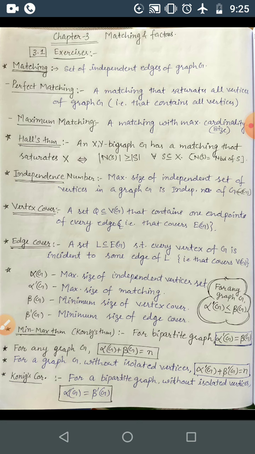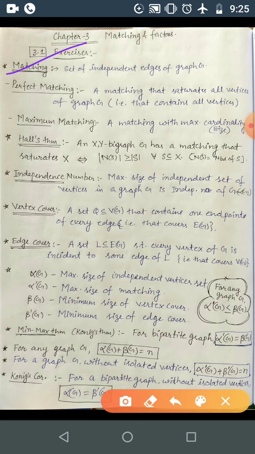So chapter 3 is going on. 3.1 theory has been done. Today I'll be discussing exercises. Here is a summary of 3.1. What was matching? Matching is a set of independent edges.